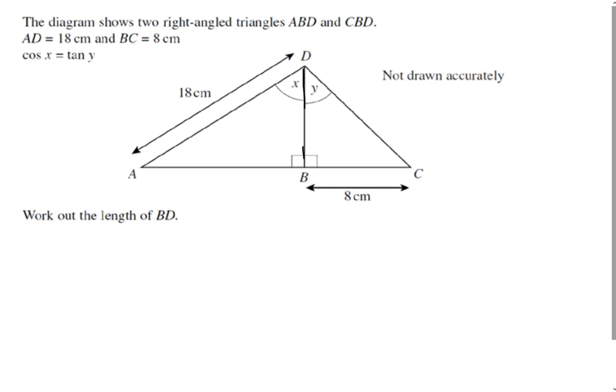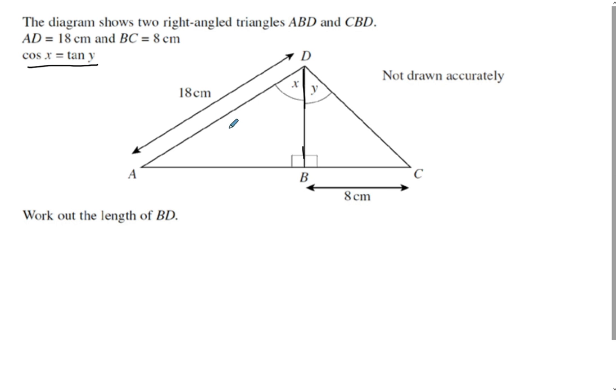Okay, it says the diagram shows two right angle triangles, ABD and CBD, and they give the lengths. Okay, and they say cos x equals tan y. And you think, oh God, X and Y's, and what do I do with this? So the minute you see the right angle triangles, you think it must be trigonometry. Okay, so let's label our triangles here.